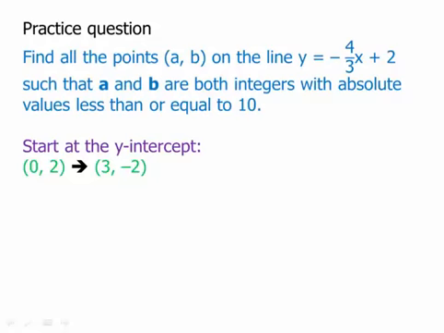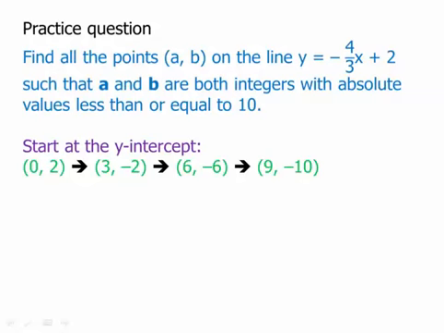We can go 3 to the right and down 4 again. That will put us at (6, -6). And then 3 to the right, down 4, brings us to (9, -10). We have to stop there because we've reached an absolute value as large as 10.